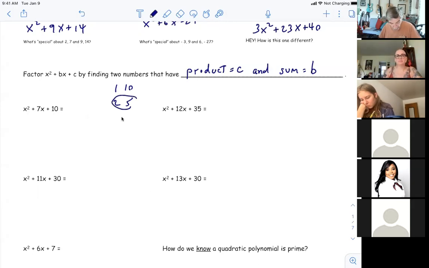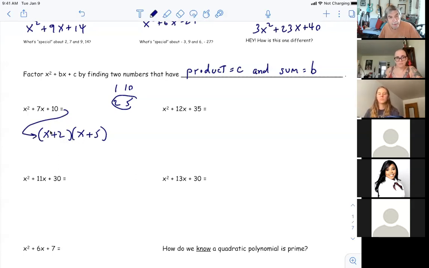So we're done. Instead of writing up there where it's crowded, I just write x plus 2, x plus 5. If we multiply that out, it would bring back x squared plus 7x plus 10. This is the factoring for x squared plus 7x plus 10.